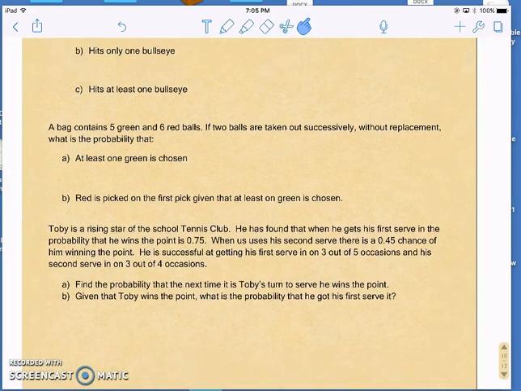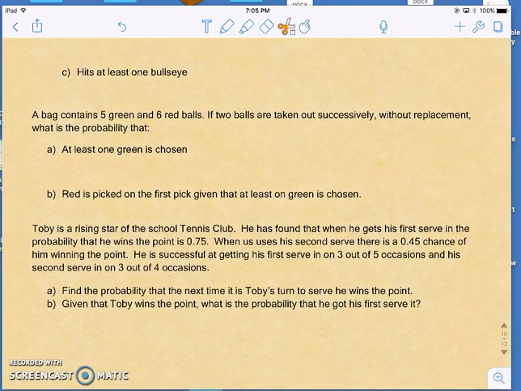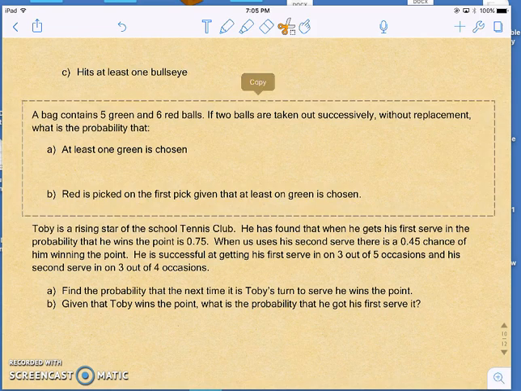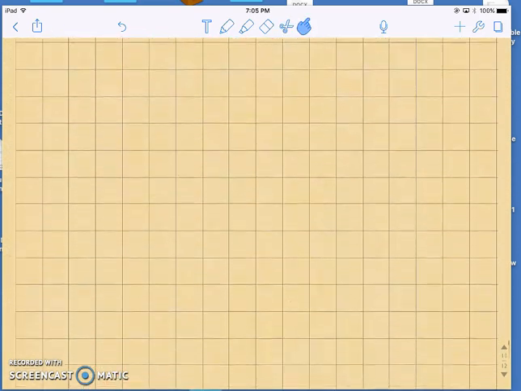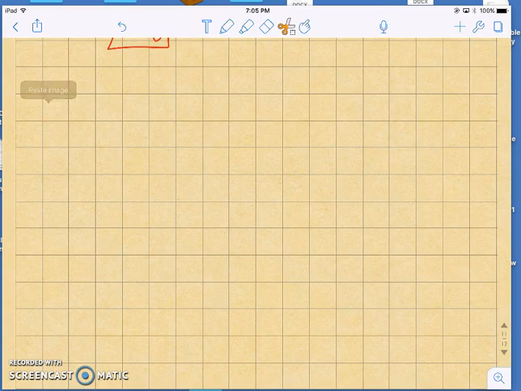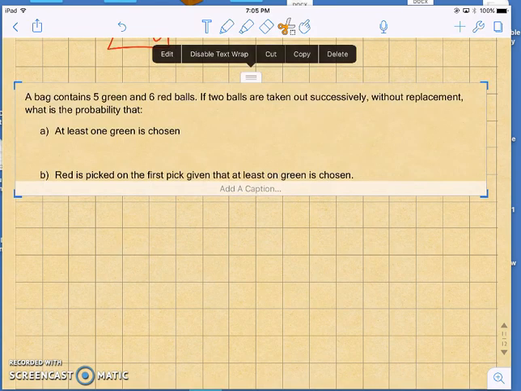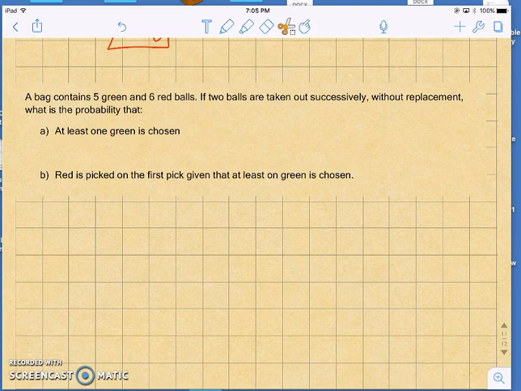So we're going to try taking a look at this next one here. We're going to see if a tree diagram can help us. So the second one. A bag contains 5 green and 6 red balls. If 2 balls are taken out successively without replacement, what is the probability at least 1 is green? So again, you could do this without a tree diagram: what is the probability of getting a green green, or a green red, or a red green? But we're going to take a look and see if a tree diagram helps us.